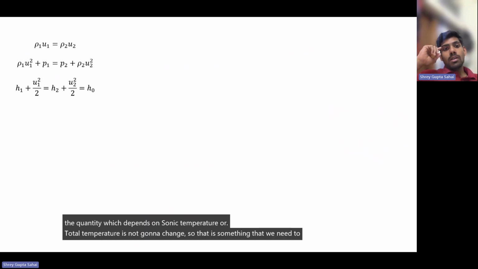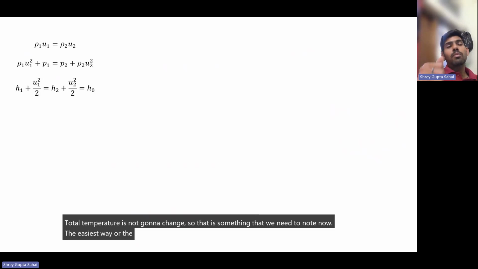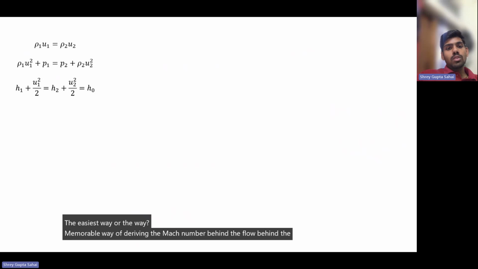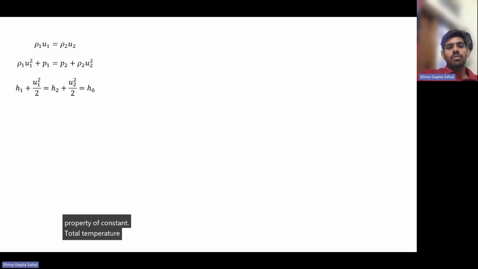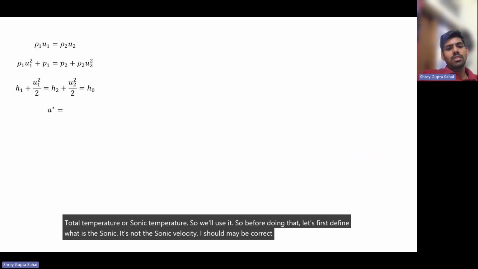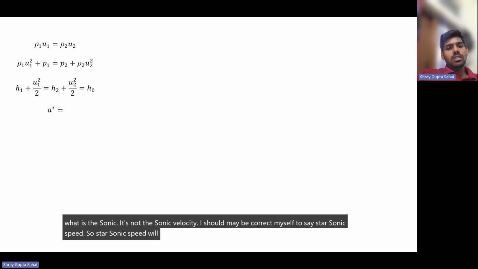Now, the easiest or the memorable way of deriving the Mach number behind the shock is to use this property of constant total temperature or sonic temperature. So we'll use it. Before doing that, let's first define the sonic speed. It's not the sonic velocity, I should correct myself to say star sonic speed. So the star sonic speed will follow this logic that h.